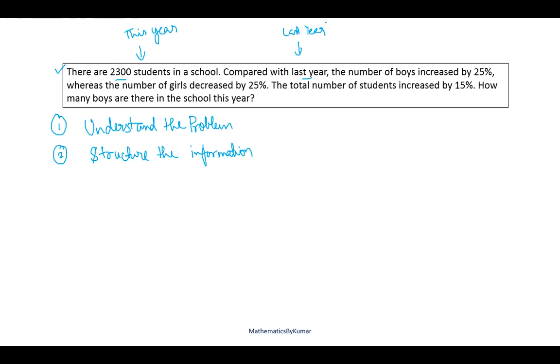Now I'm getting more information. I know that there were boys and their number has increased. I know there were some girls whose number has decreased. One more piece of information has been provided: the total number of students increased by 15%. Okay, now the question is, how many boys are there in the school this year? So first of all, let's look at the two cases that we discussed: last year and this year.